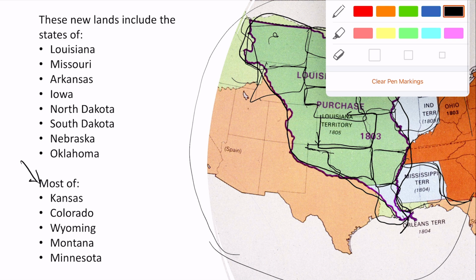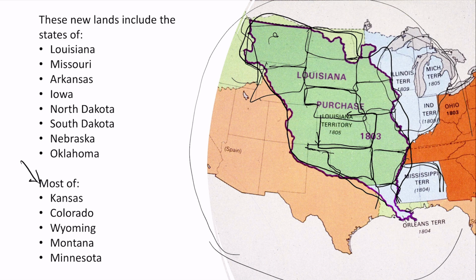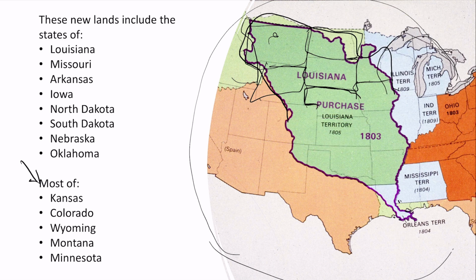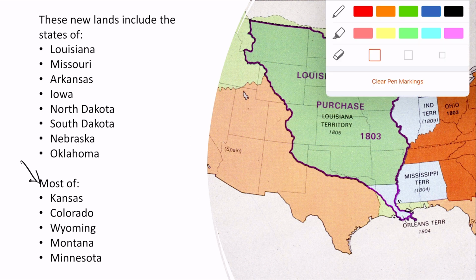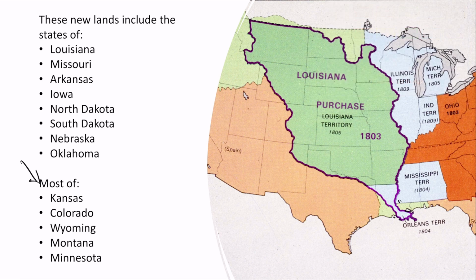Okay, so I drew all over that. I made a mess of that map. Let me erase everything. Okay, so those were the lands that were included in the Louisiana Purchase.